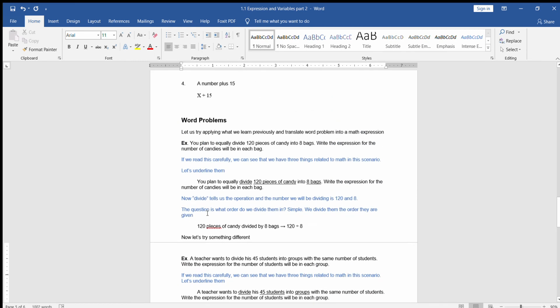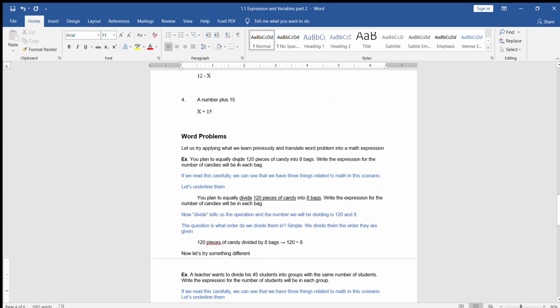So let's try the first example. You plan to equally divide 120 pieces of candy into 8 bags. We're going to write the expression for the number of candies that will be in each bag. What I'd like you to do when you're dealing with word problems is underline all the keywords that we will use.